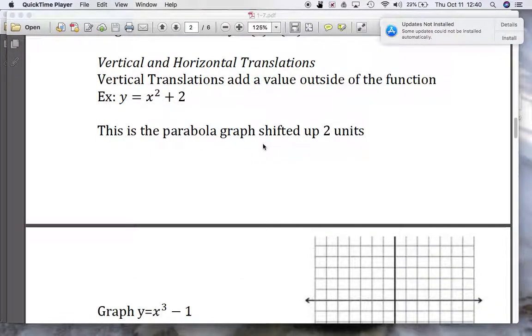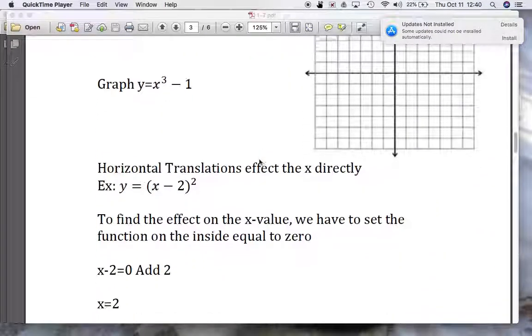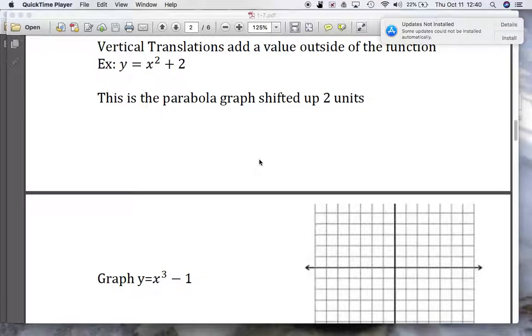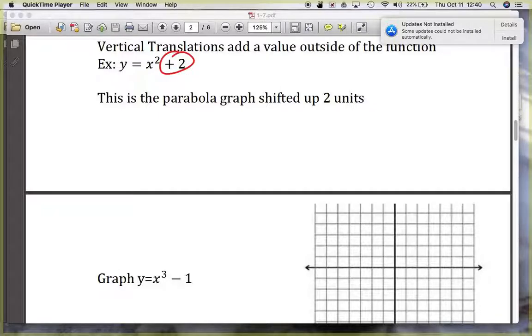Vertical and horizontal translations. We will do the vertical and we'll save horizontal for next time. You should already know these. But when a number is added to the outside like this or subtracted, all that does is move the graph up or down that many numbers. So you've got to know your basic graphs.